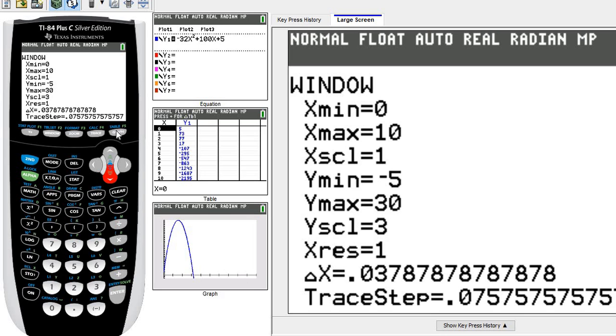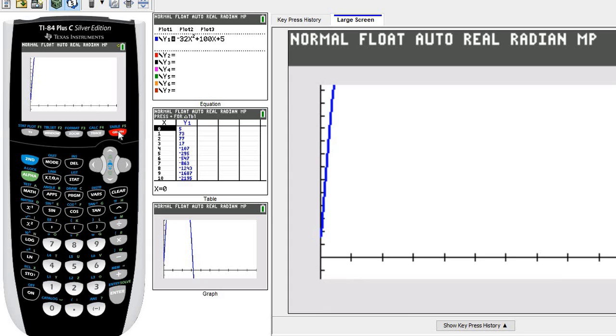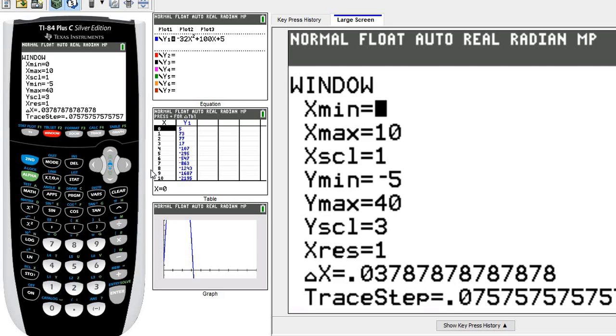So I believe this is going to give us a much better picture. Let me just put this up to 40. I think it'll give us a slightly better picture. If not, we can always adjust it as needed. Alright, so let's see what that graph looks like. Well, you can see a little bit better, but sometimes you have to experiment a little bit. We'll play around with the window a little bit more, because that's not high enough.